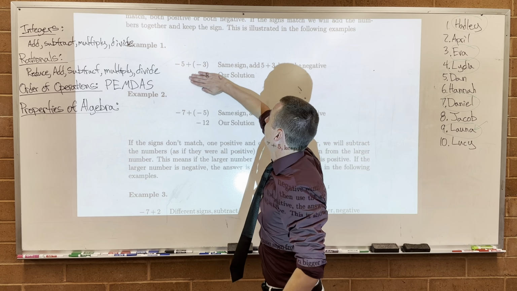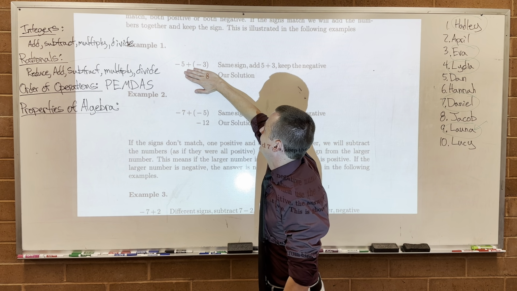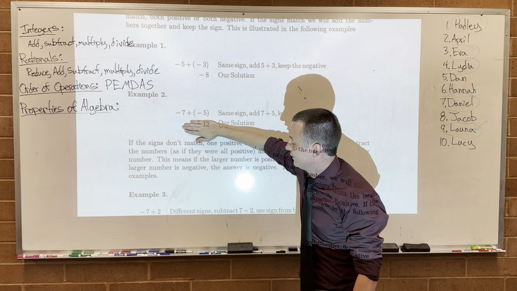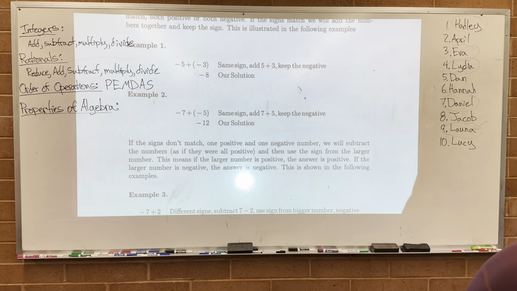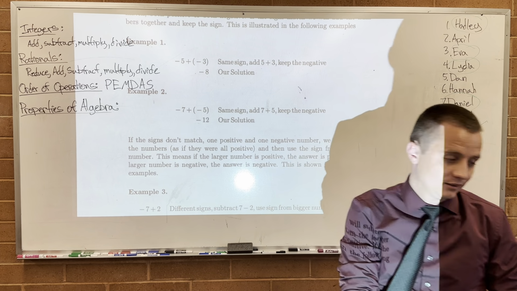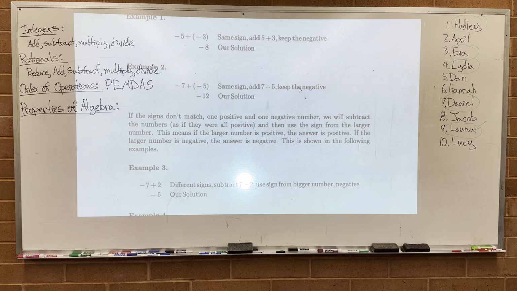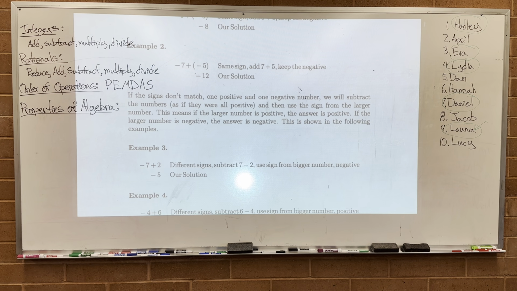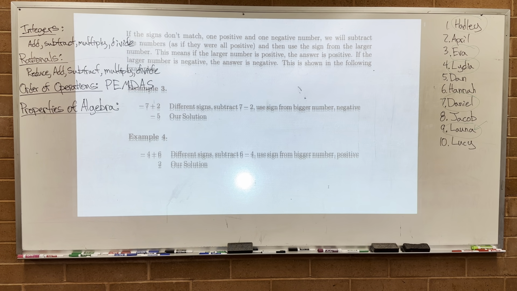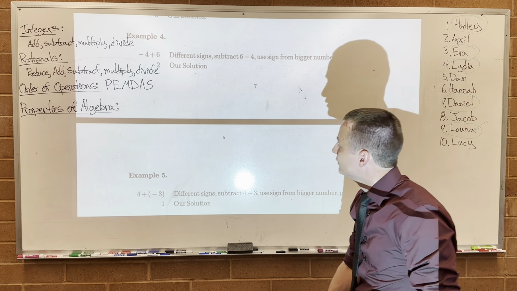Okay, so negative 5 plus negative 3 is negative 8. Negative 7 plus negative 5 is negative 12. Negative 7 plus 2 is negative 5. All right, negative 4 plus 6 is negative 2. Hopefully you didn't just say that. Or not negative 2, positive 2. Negative 4 plus 6. Right?